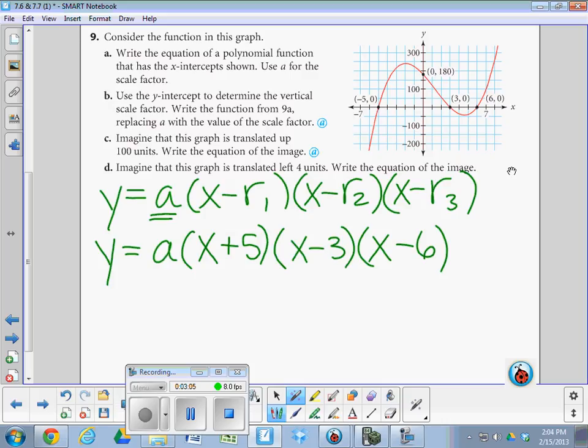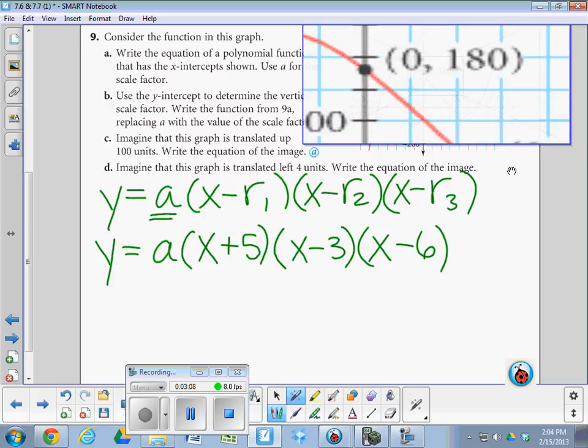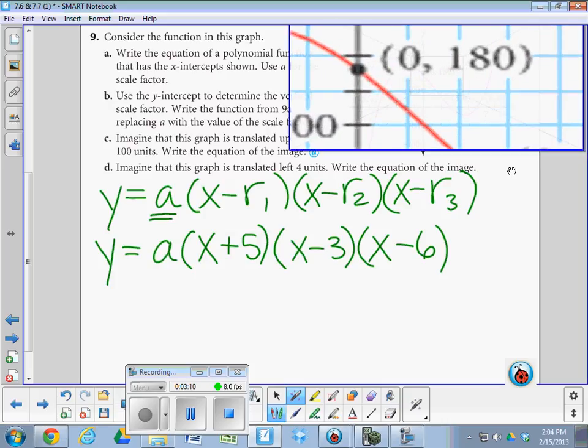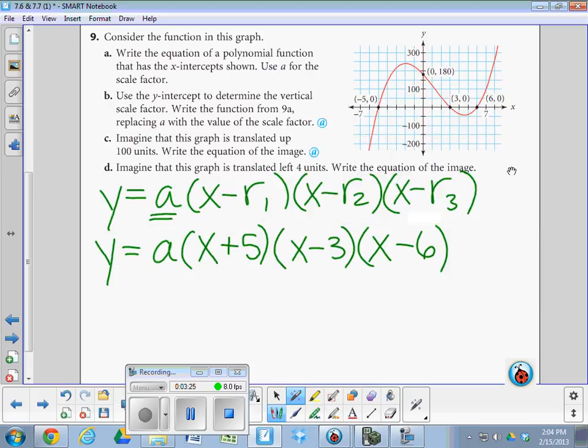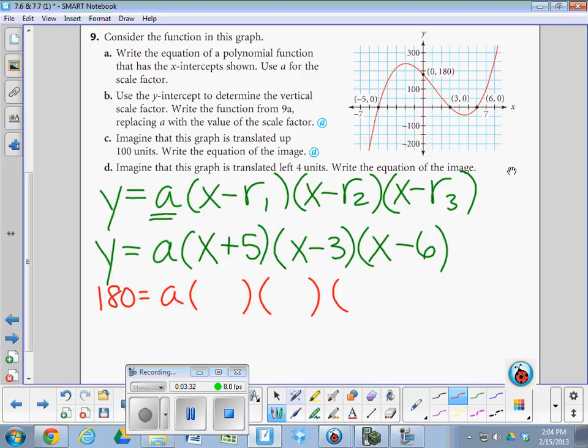Can we use the y-intercept in this problem? Yes, because it's not 0, 0. That would be bad. If it was 0, 0, you would pick any other point on the graph to plug in for x and y. Since it's not 0, 0, we can go ahead and use 0, 180. So 180 goes in for y, while zeros go in for all the x's. And all you get is 0 plus 5, 0 minus 3, and 0 minus 6.